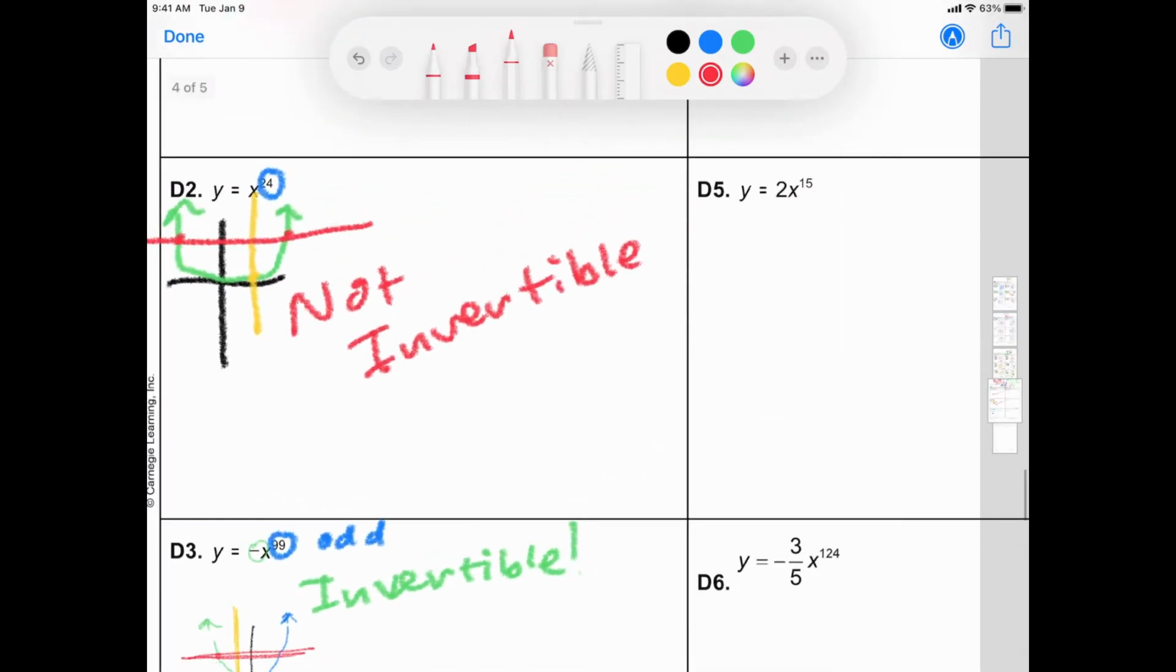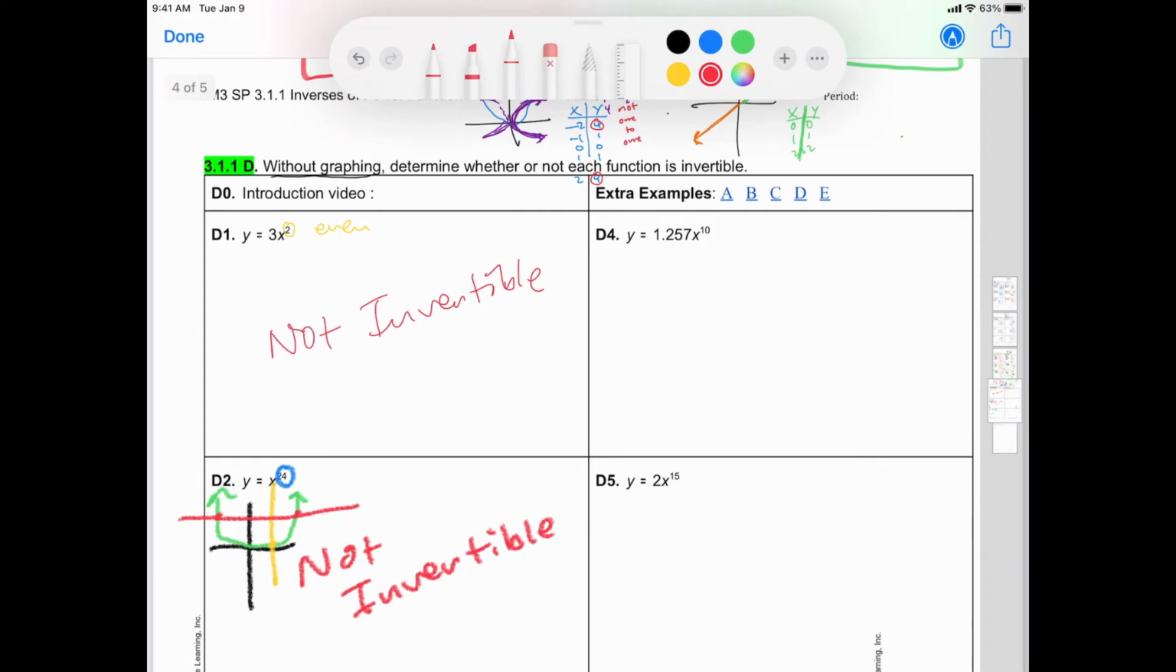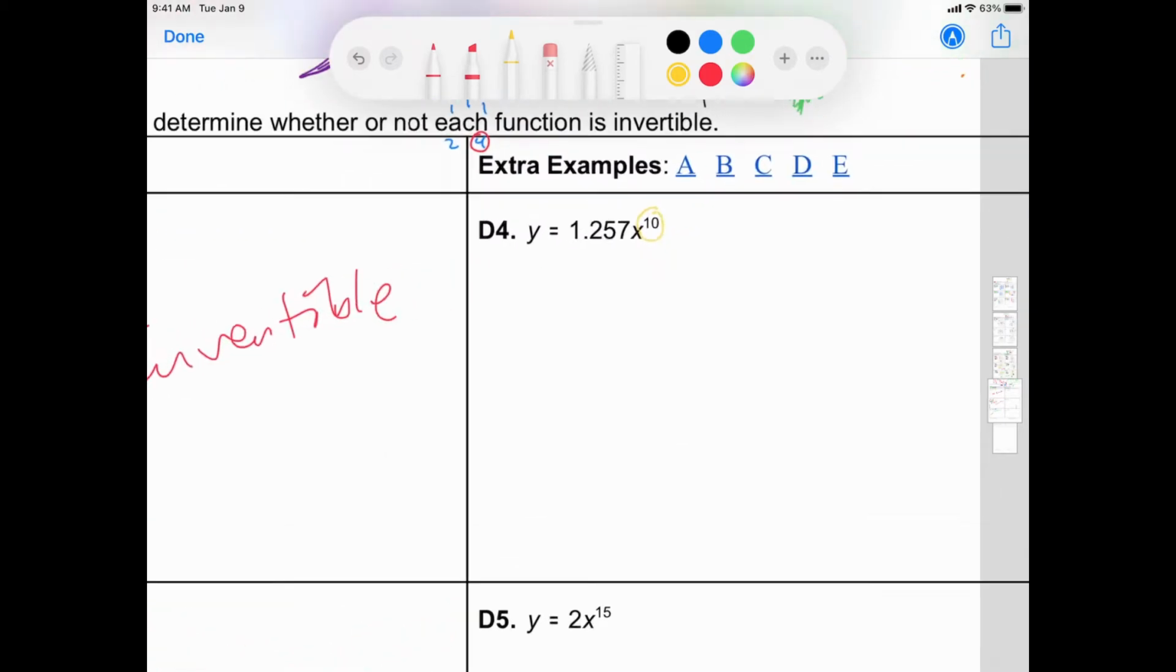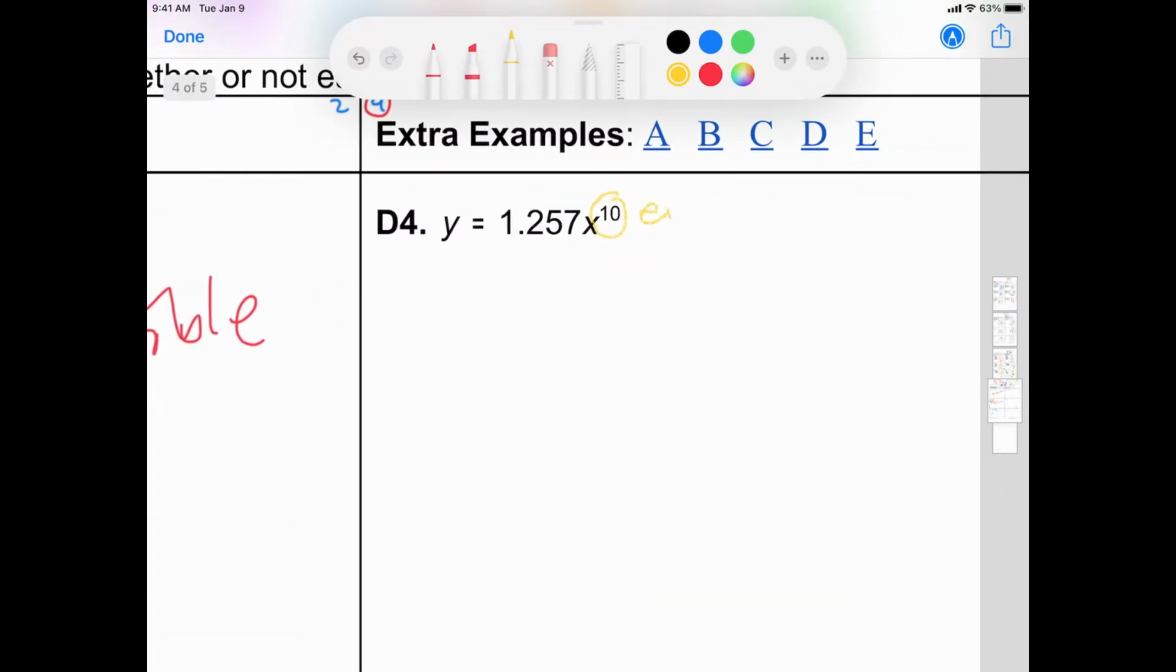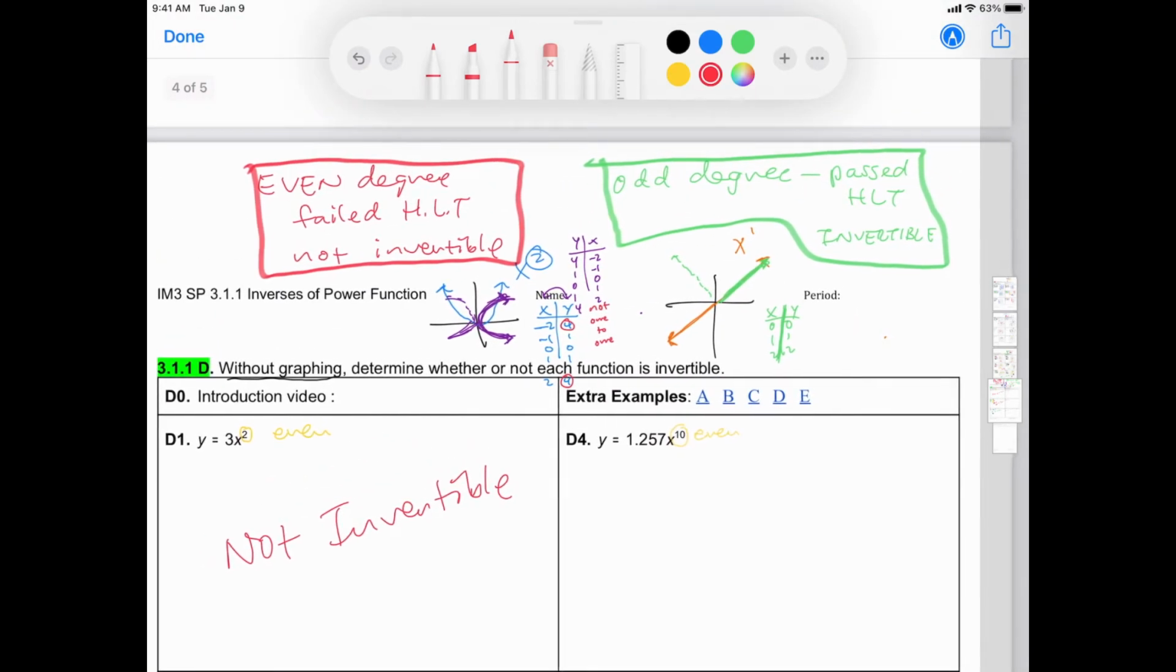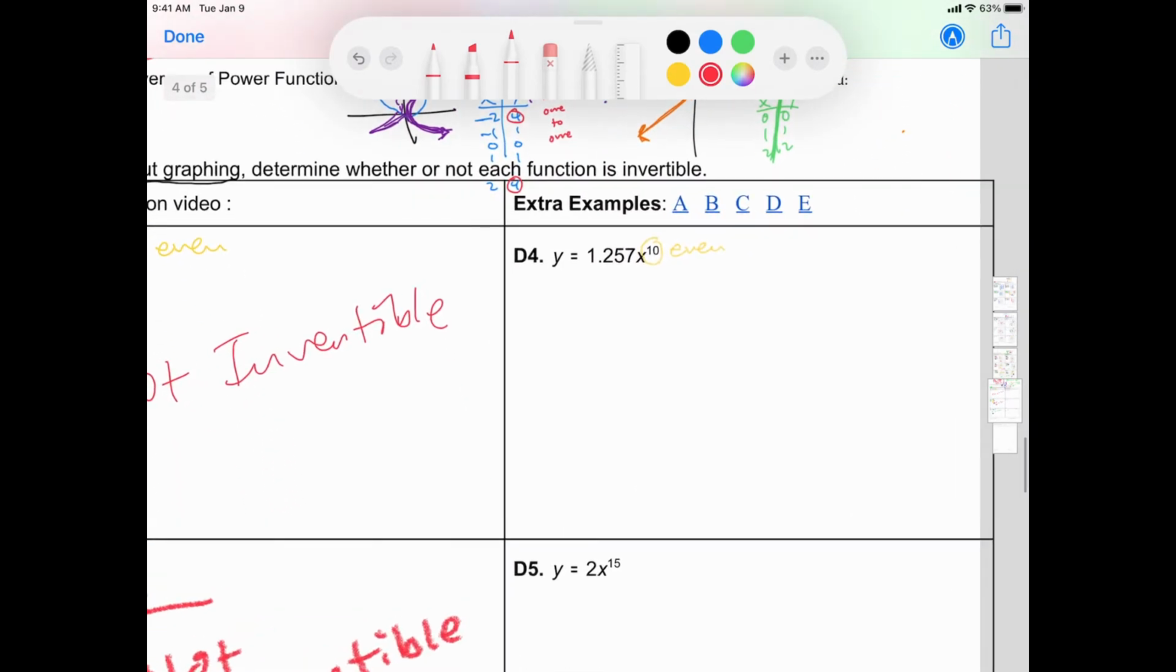All right, in this problem, D4, we need to determine, without graphing, if this is invertible. So we're just going to locate the degree. And the degree here is a 10, and 10 is an even. But we said in our intro video that even degrees are not invertible.